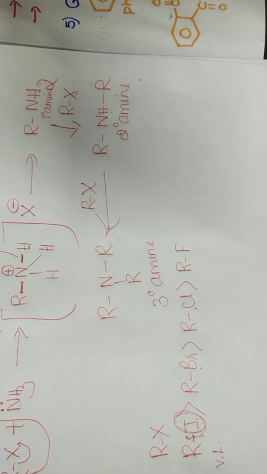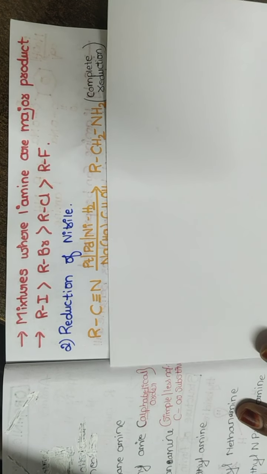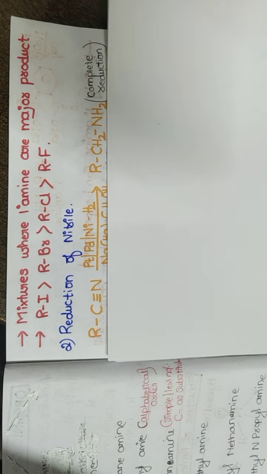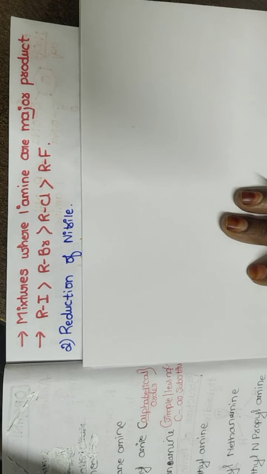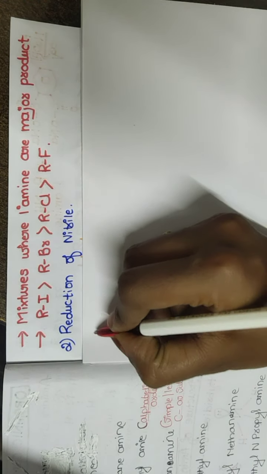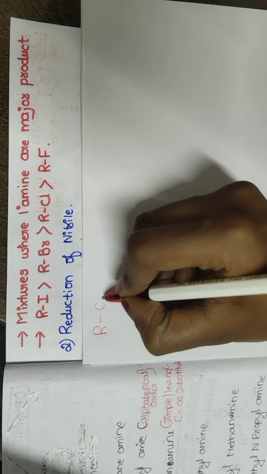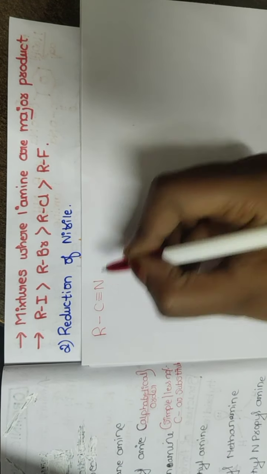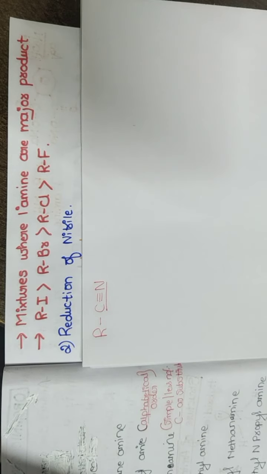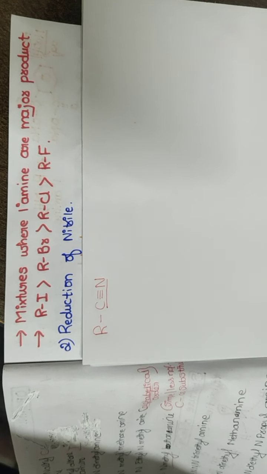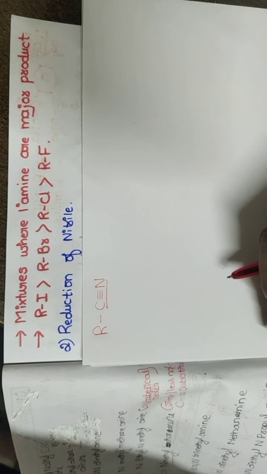Okay, so the next method is reduction of nitriles. What do we mean by nitriles? It is RC triple bond N. The cyanide group is called the nitrile group. So we are doing a reduction here.